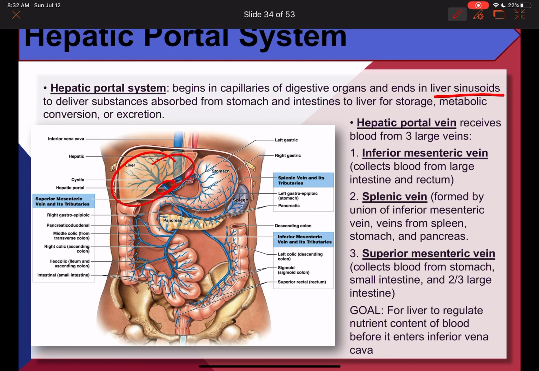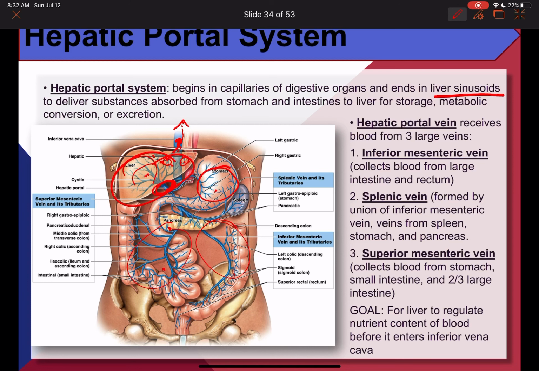This is the hepatic portal vein. This is the hepatic veins. Hepatic veins collect blood from the liver itself back into the inferior vena cava. The hepatic portal vein connects all the capillary network from these different areas into the liver to be cleansed first, and then goes back up the inferior vena cava.